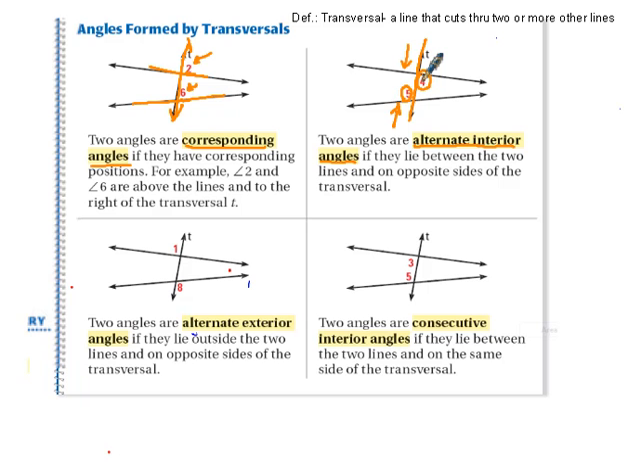Next, alternate exterior angles. Same kind of idea as the last one. They are on opposite sides of the transversal, so we call that alternate, but they're exterior, so they're on the outside of these two lines. All right? Alternate exterior angles. And lastly, we have consecutive interior angles. Consecutive means they're on the same side of the transversal, so these are both to the left of the transversal, and they're on the interior of these two lines.